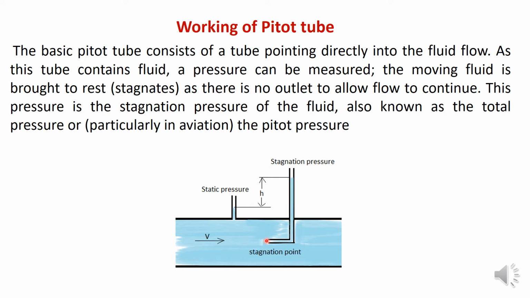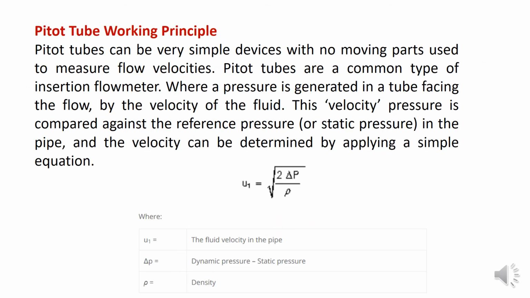We know that when something which is in a moving condition comes to rest, it is known as stagnation, and the point where the moving object comes to rest is known as the stagnation point, and the properties at the stagnation point are known as stagnation properties. So the pressure at the stagnation point is known as stagnation pressure, also known as total pressure, which is measured by the pitot tube working principle.